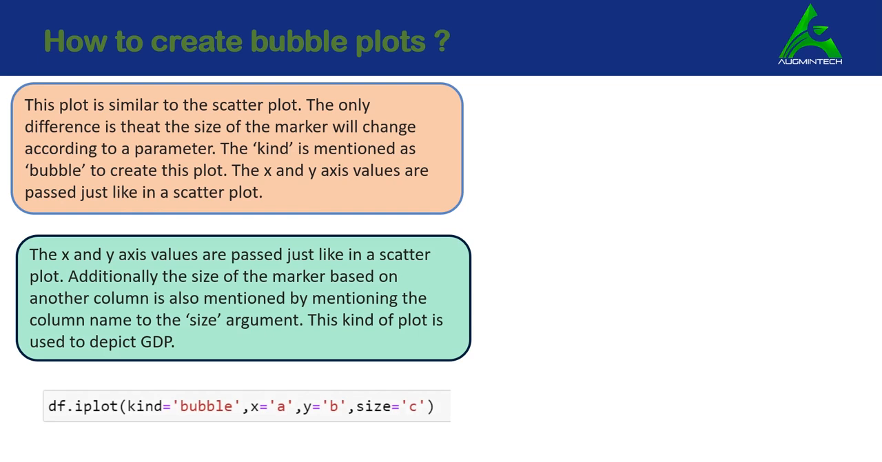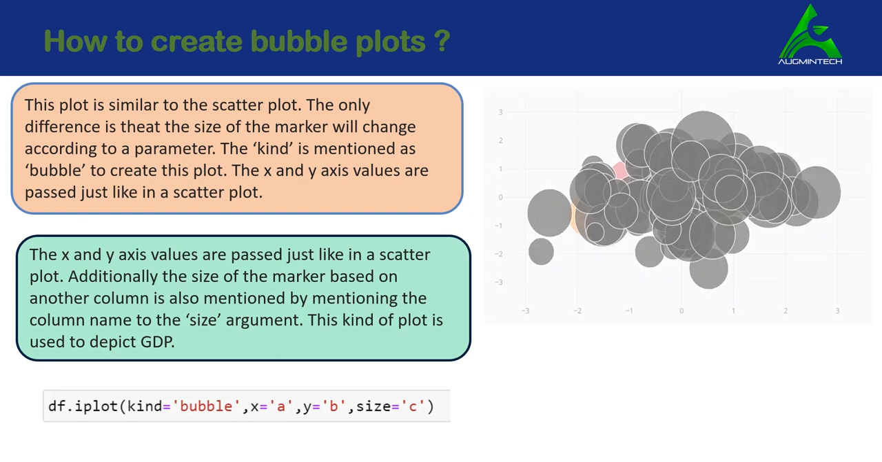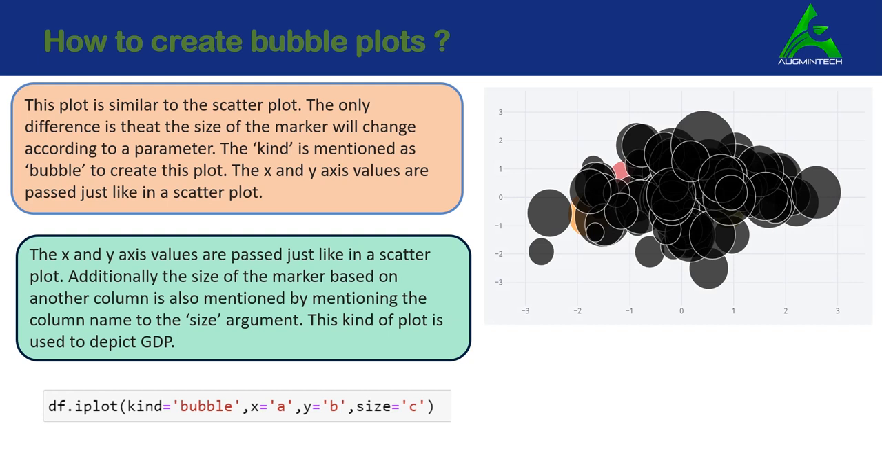Also this kind of plot is used to depict the GDP, and the size of the marker is based on another column, by mentioning the column name to the size argument. So here we can do data frame.iplot kind equals bubble, pass x and y as columns, and then we can say size equals c. There we go. This is how the bubble plot looks like. It is very much similar to a scatter plot, but here if you see, the points are actually acting as bubbles and the size is significantly increased.